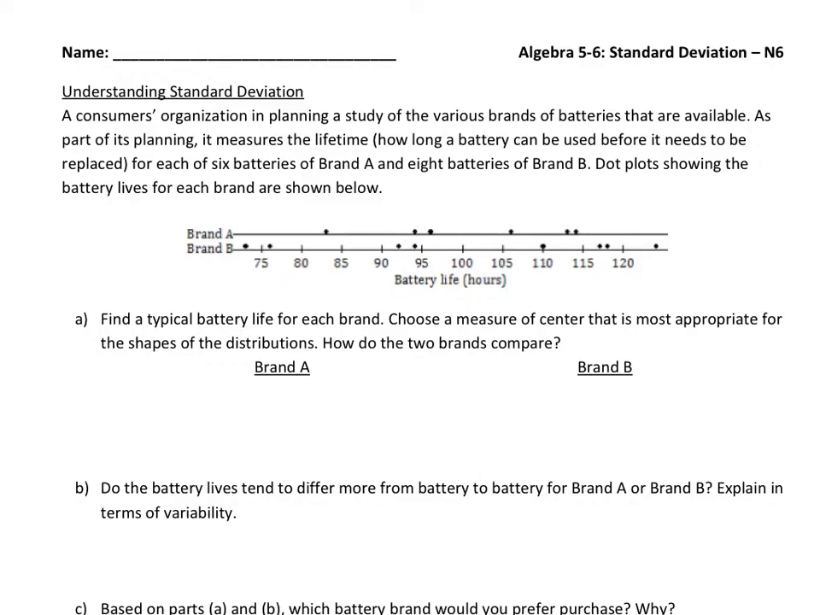Choose a measure of center that is most appropriate for the shapes of the distributions. How do the two brands compare? So if we look at brand A, which is the top line, it looks like a pretty symmetric distribution. And when they're symmetric, we would use the mean. So let's first jot down that it's symmetric and then we are going to use the mean.